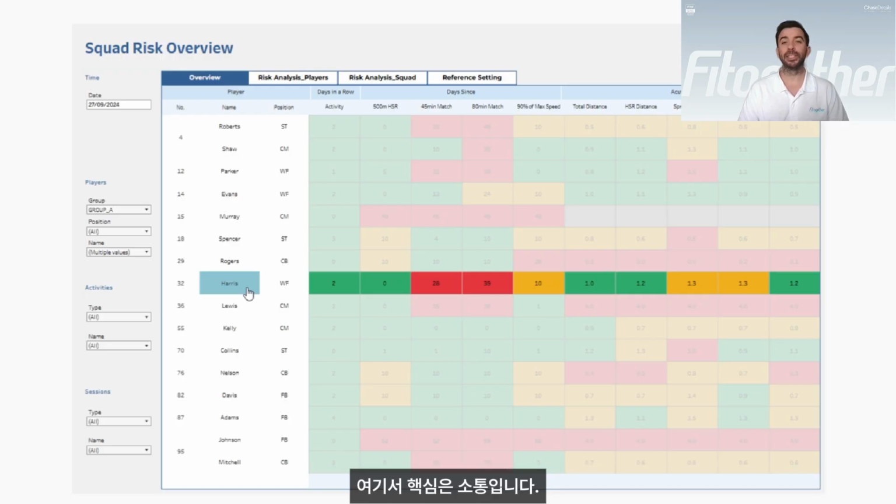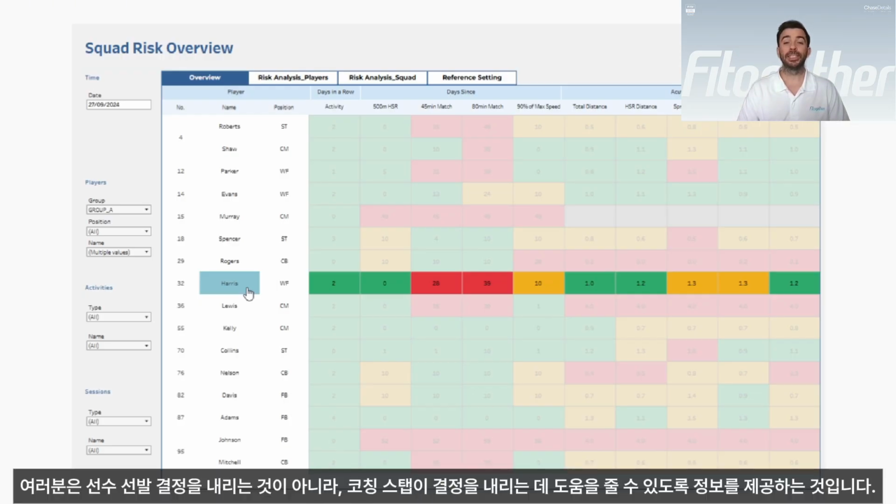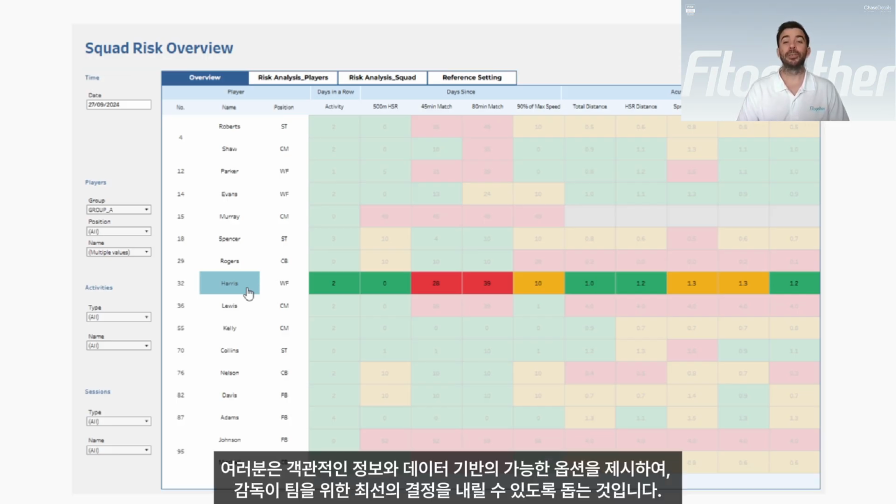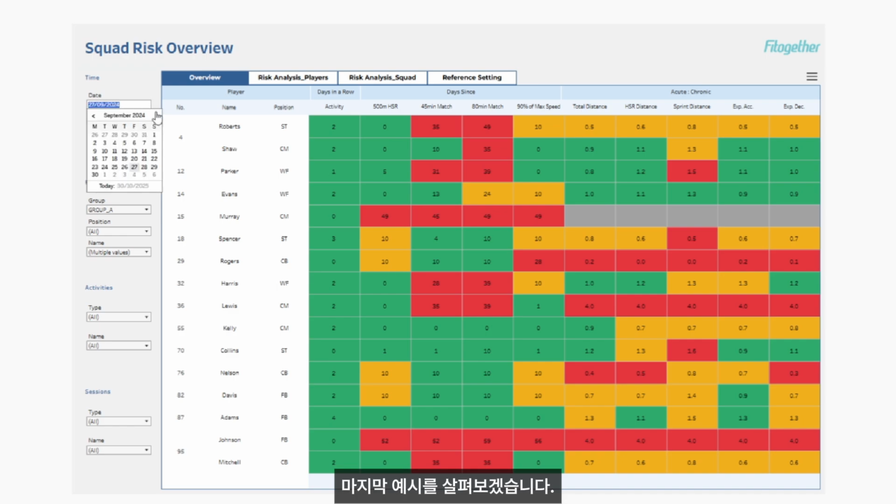The key here is communication. You're not making selection decisions, you're informing the coaching team to help make the decisions. You're presenting objective information and possible options based on the data, allowing the head coach to make the best decision for the team. Let's look at one final example.